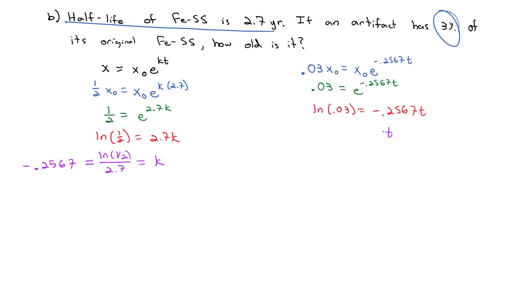Then dividing by that negative number, we get the natural log of 0.03 divided by negative 0.2567, which means our final time, the age of this artifact, is 13.66 years.